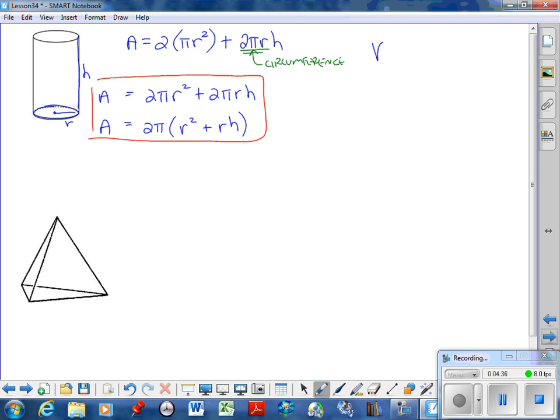Our volume, again, is area of base multiplied by height. So the area of our base is pi r squared, and multiplied by h, and we get our final volume of pi r squared h. So it follows kind of a common theme here.